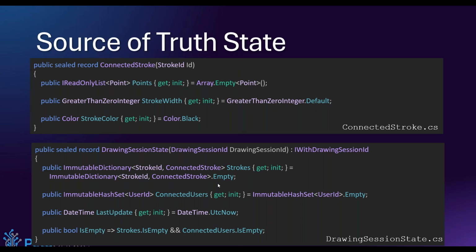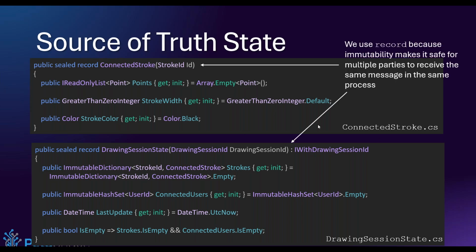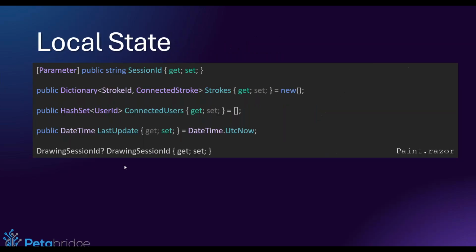And then we have our snapshot. This represents what the on-screen data should look like for every user on every client, this drawing session state right here. So we have an immutable dictionary. This contains all the strokes. We have the set of all the available users. We have a timestamp of when we were last updated, and then a little convenience property that lets us know if we're starting with a blank slate, where basically there are no users and no strokes. So that's what we got there. Now, the primary reason we use records, if you're an experienced Akka.NET user, you already know this. We're going to be transmitting this data as messages, and we want to make sure it's all immutable. So records give us that out of the box. That's why we're using it that way.